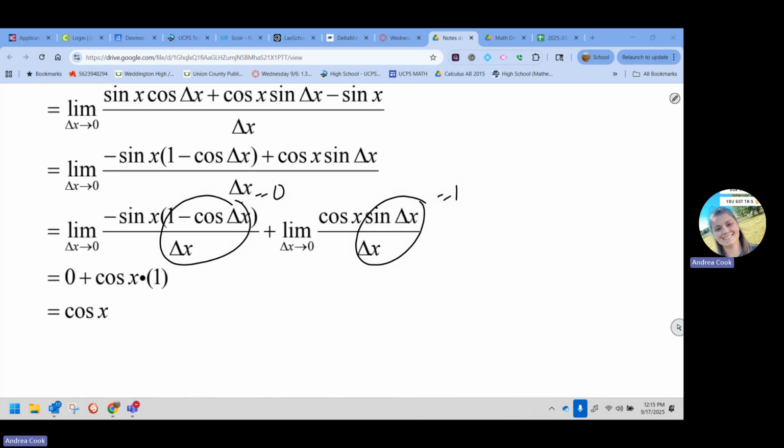You do not have to memorize that, but now you can be like, oh yeah, sine's derivative is cosine. Because of all that. And you don't have to do all that. You can now just remember sine goes to cosine.